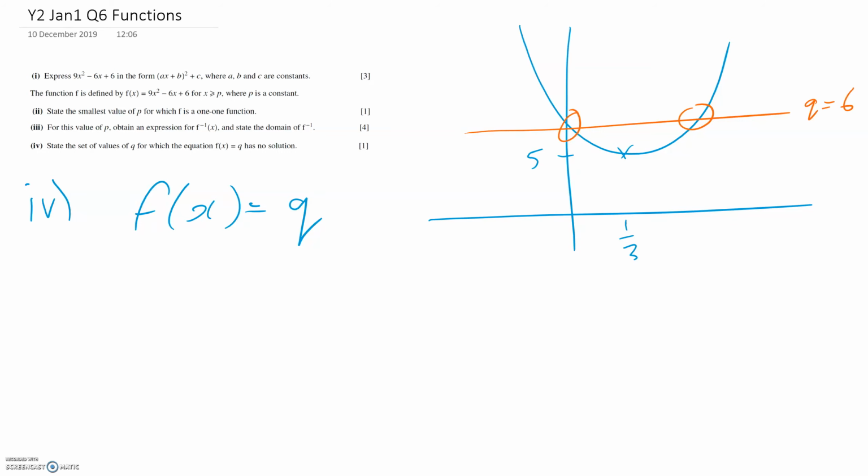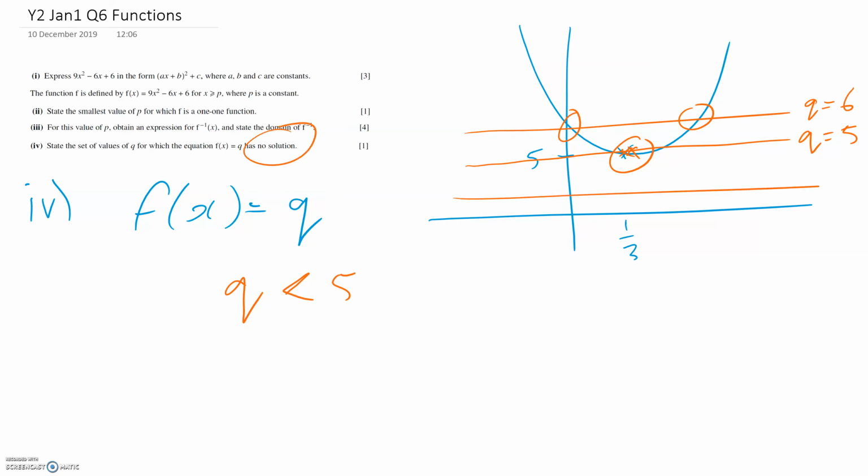If q equaled 5, let's pretend that's a tangent at the bottom there. If q equaled 5, there would be 1 solution down here. And so you can see that if q is anything less than 5, there will be no solutions, which is what the question is asking. So q is less than 5.